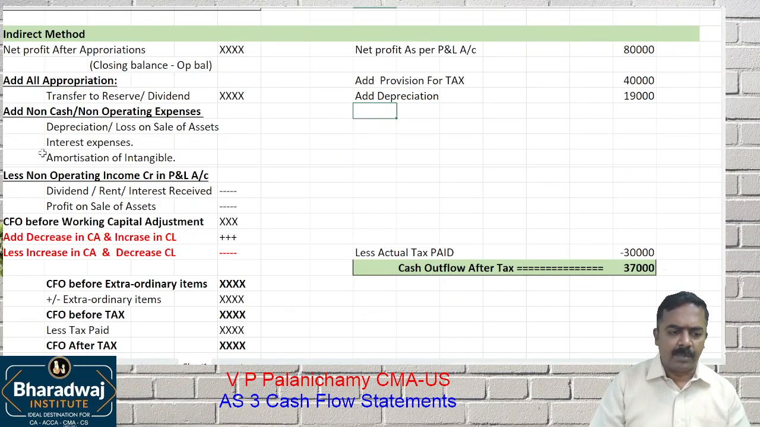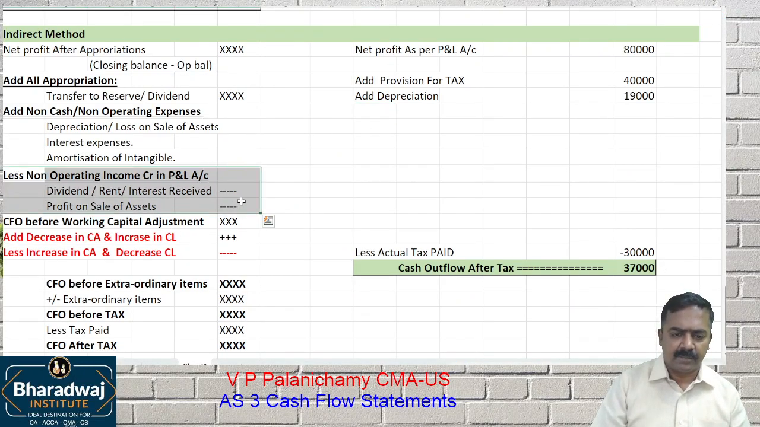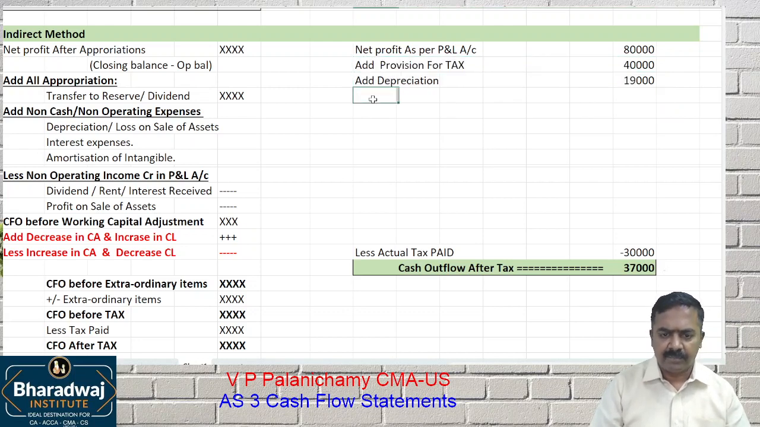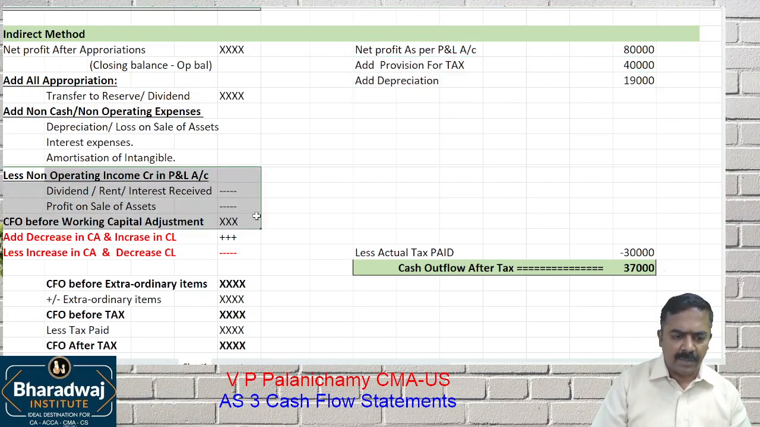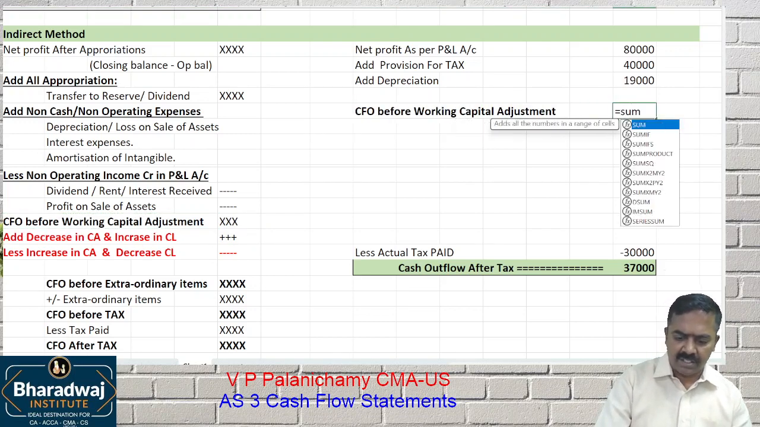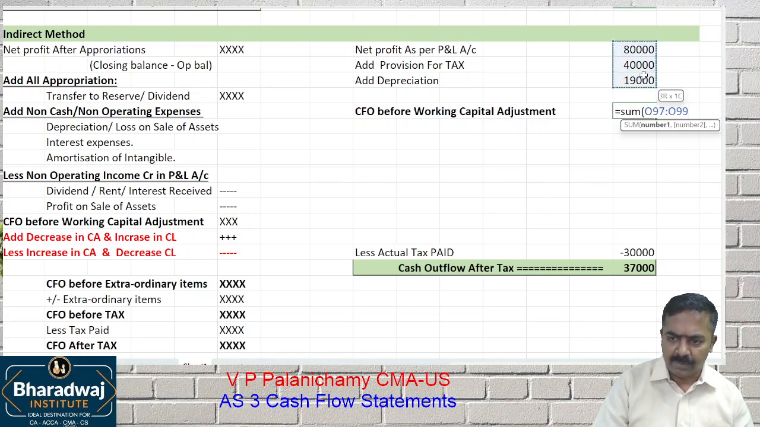Do you find any non-operating incomes credited in the P&L account, like dividend received, interest received, profit on sale of assets? No such thing. Provision for tax and depreciation we added back. Then no non-operating items. So this will give us which one? CFO before working capital adjustment.